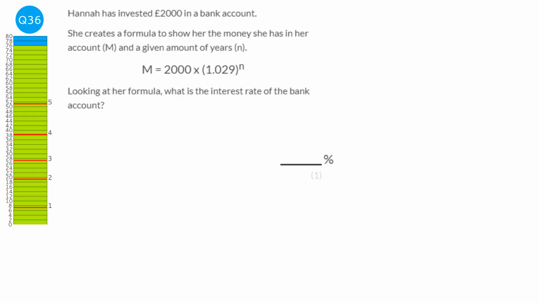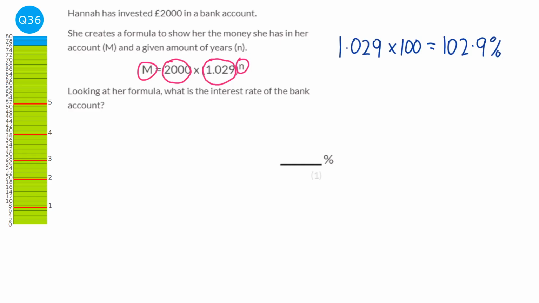So the way this formula works is we have M, which is the final amount. The 2000 here is our initial amount. The decimal in here is our multiplier, and the power here is the amount of years. So the way multipliers work is they are the percentage divided by 100. So if we go the other way and times it by 100 to make it back into a percentage, it will be 102.9%.